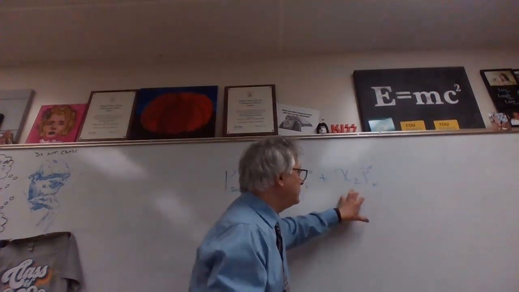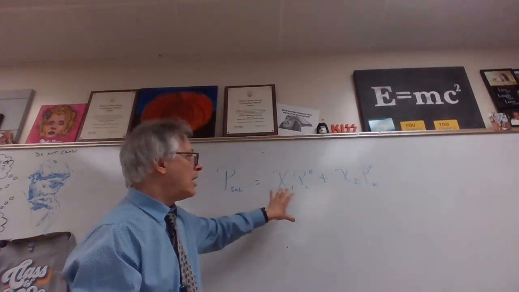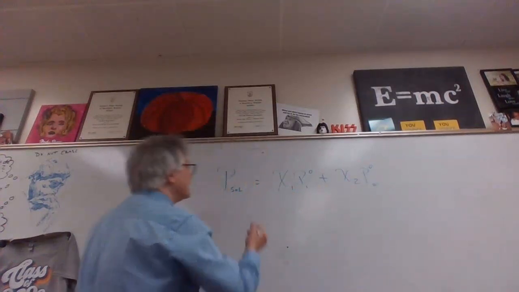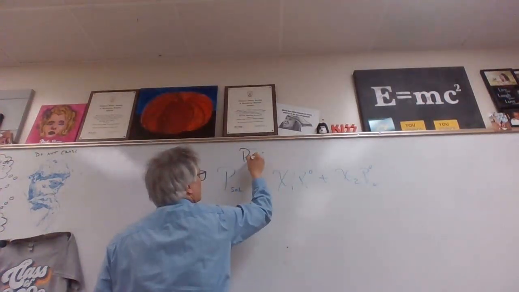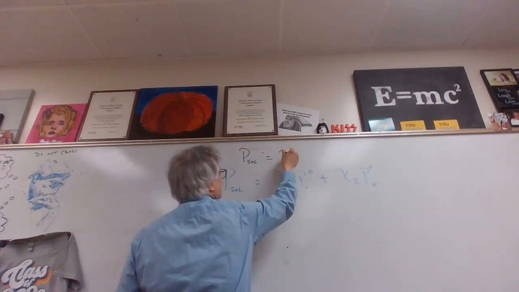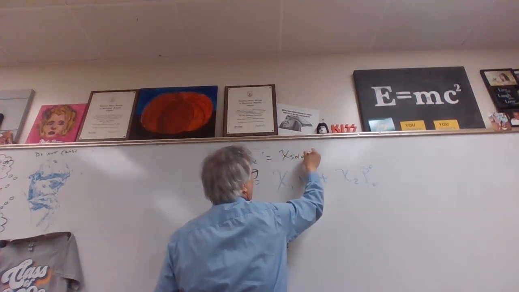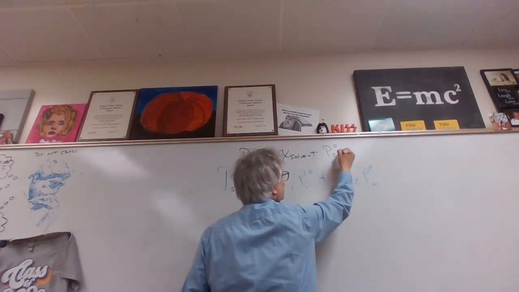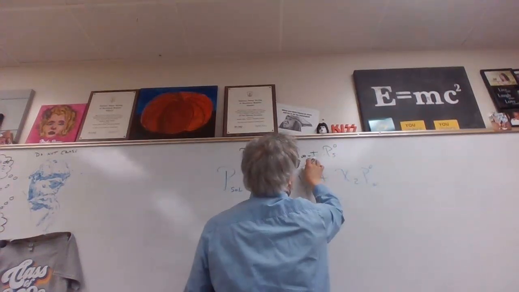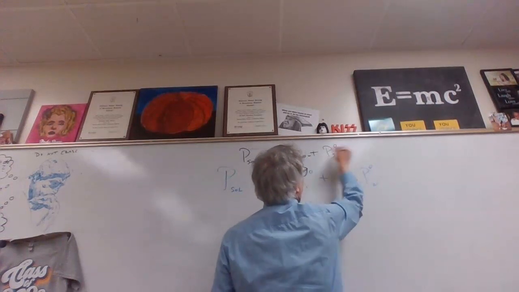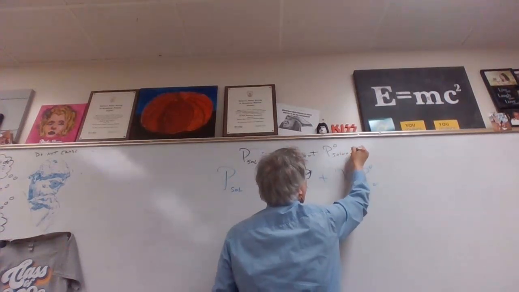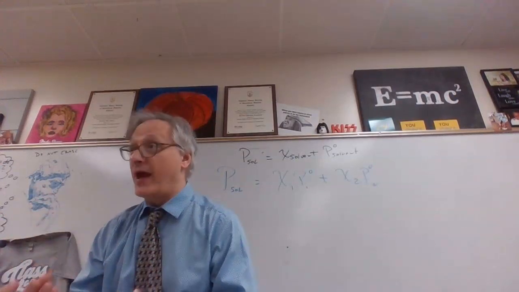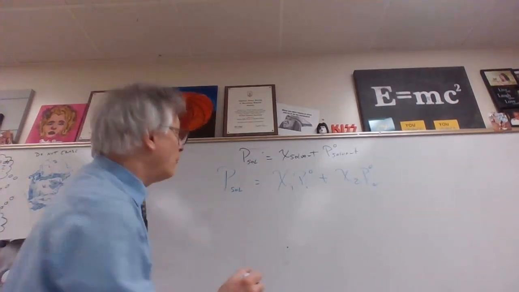I want to go into looking at Raoult's law in two cases. The easy case is that the vapor pressure of the solution is just equal to the mole fraction of the solvent times the vapor pressure of the pure solvent. So that's really easy, as long as you know how to get mole fraction. Now remember what mole fraction is.